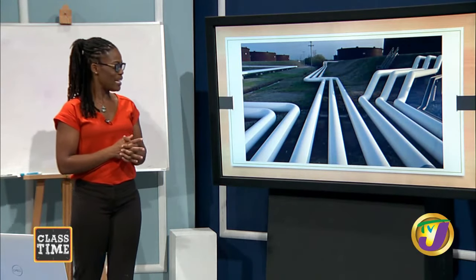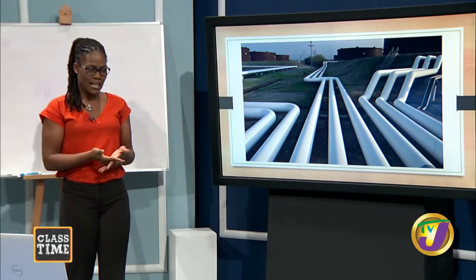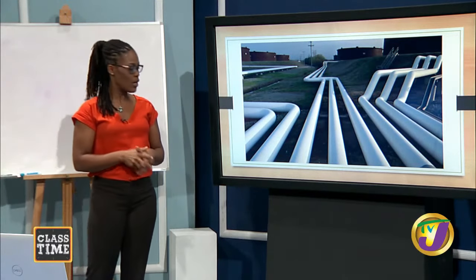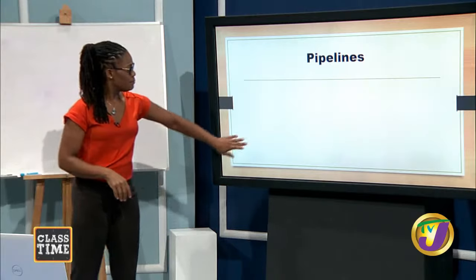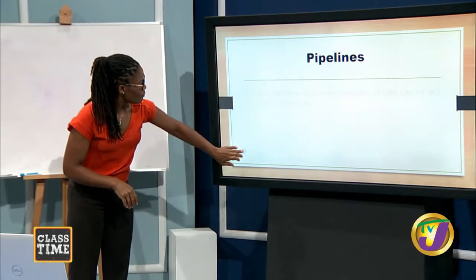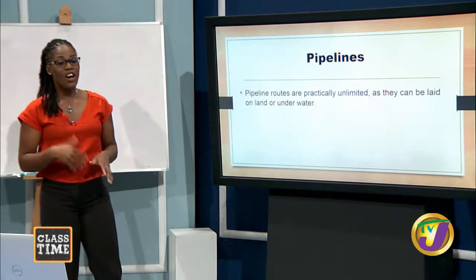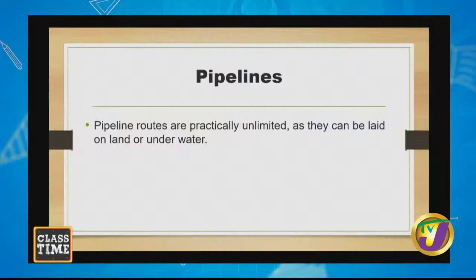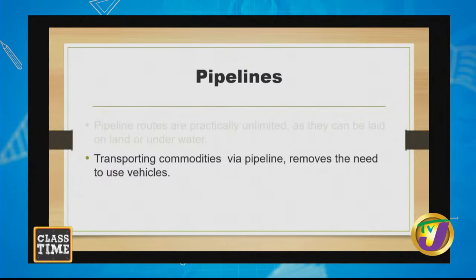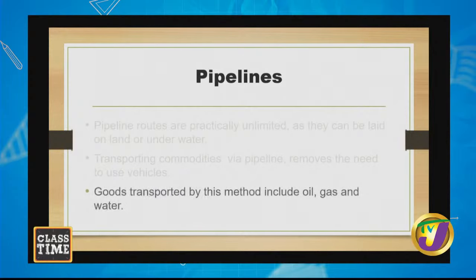Now, another mode of transport doesn't look so familiar, right? Pipelines. What do we use pipelines to carry, though? And I'm sure most persons would say water, all right? So pipeline routes are practically unlimited, and this is because they can be laid on land or even underwater, right? And pipelines transport commodities such as oil, gas, and water.